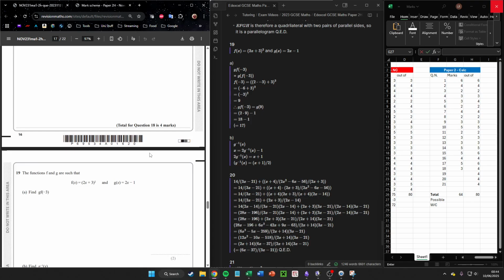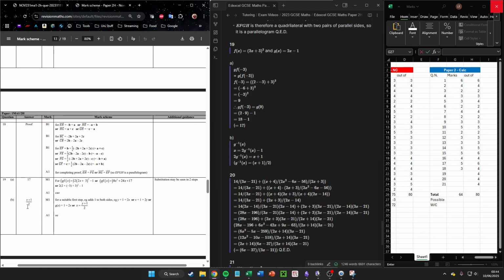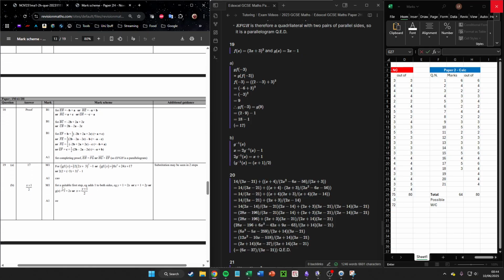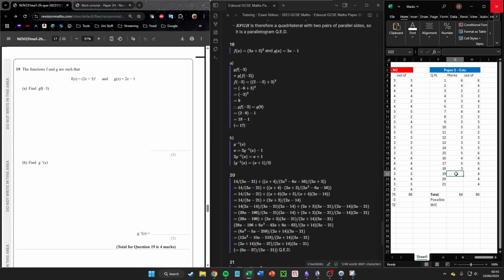Question 19. It's about these composite functions, and I got 17, and I got this expression. So 17, x plus 1 over 2. Let's just check the process. GF is this, or GF is this, or 2. I did it in 2 steps. Substitution may be seen in 2 steps, and I did it in 2 steps. That's fine. Suitable first step, adds 1 to both sides, is what I did. Yep, and then rearranged. So yeah, I don't see any reason why there's not. Is that 4 marks in total for that question? Yeah.